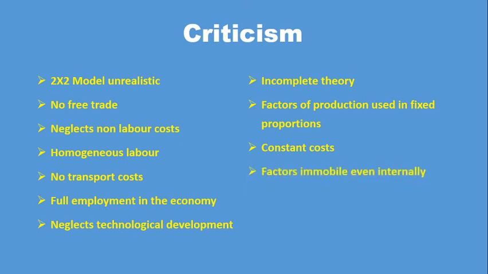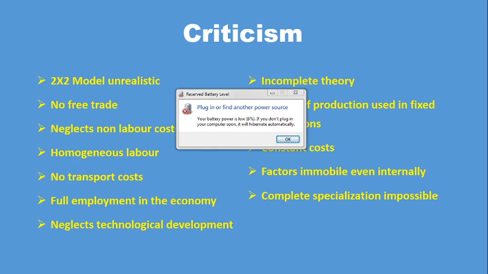And next is factors immobile even internally. Ricardo assumes that the factors of production are perfectly mobile internally and lack complete mobility internationally. This is unrealistic. In fact, factors do not move freely from one industry to another or from one region to another within a country also. Next is complete specialization is impossible. The theory has been criticized on the ground that complete division of labor and specialization is impossible in any country.